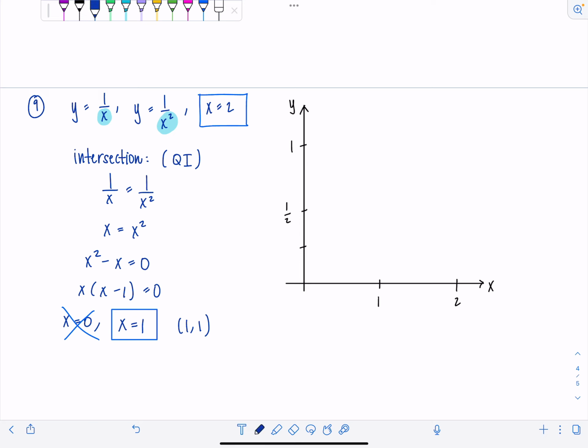All right, so (1, 1), they intersect. And then at 2, 1 over x is equal to 1/2. So I'll say that was too aggressive. Hold on. This is 1 over x. And then 1 over x squared is going to be 1/4 right here. The graph is important so you know which one's above, which one's below. Here's x equals 2. So here's our region. Do you like it? It looks nice, huh?